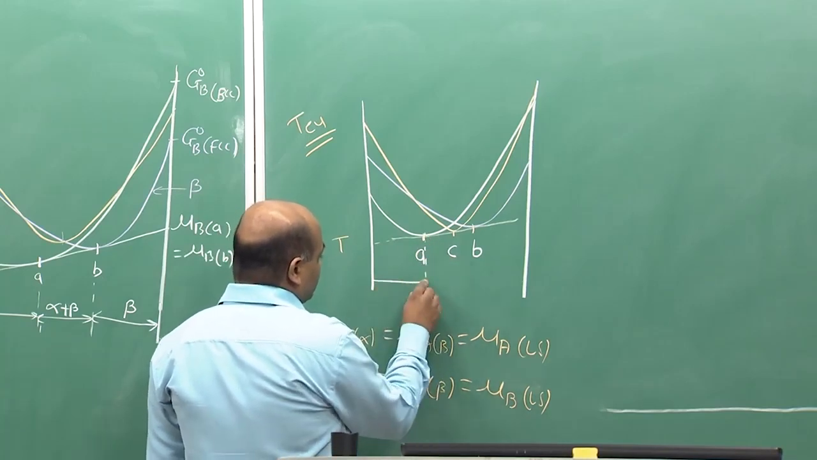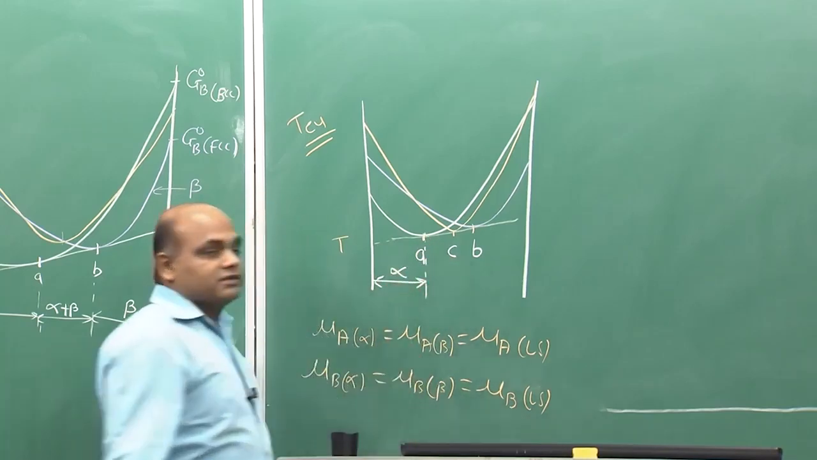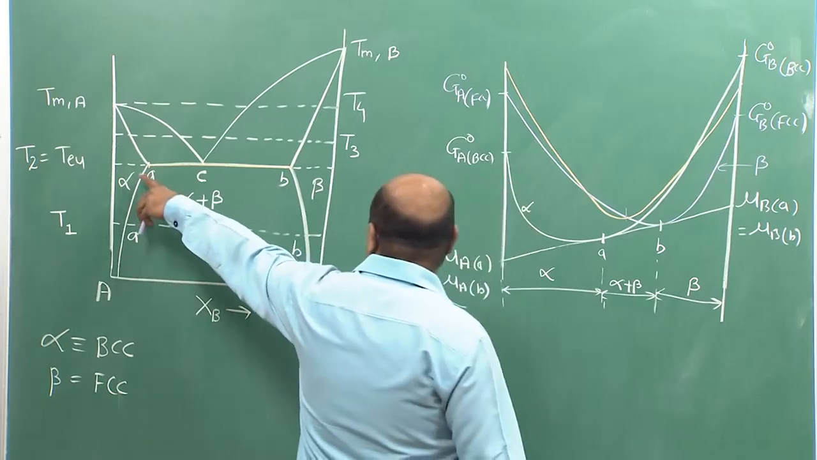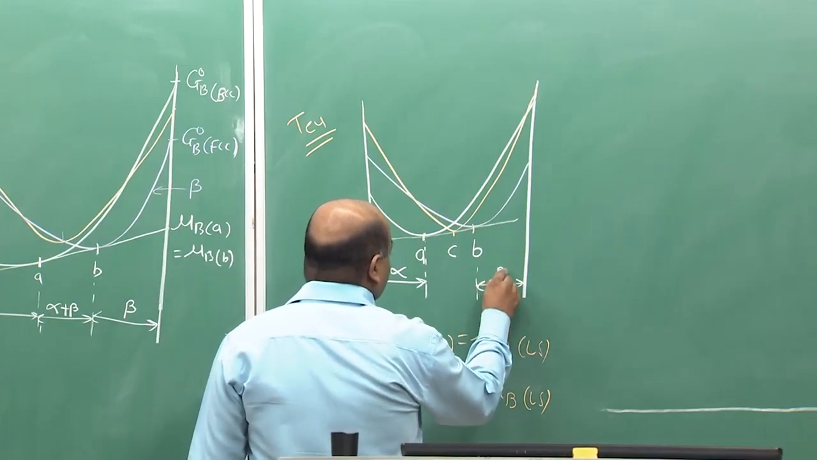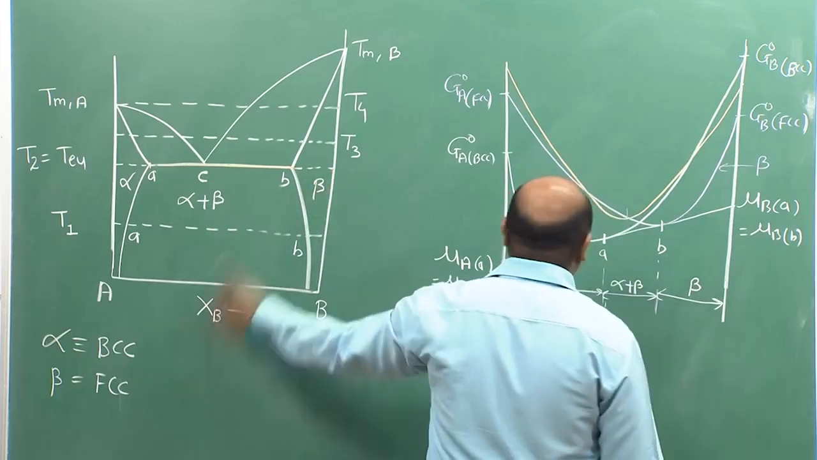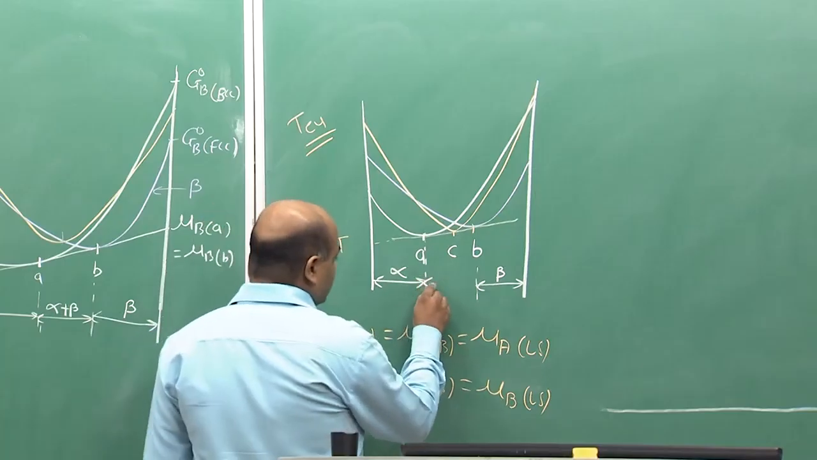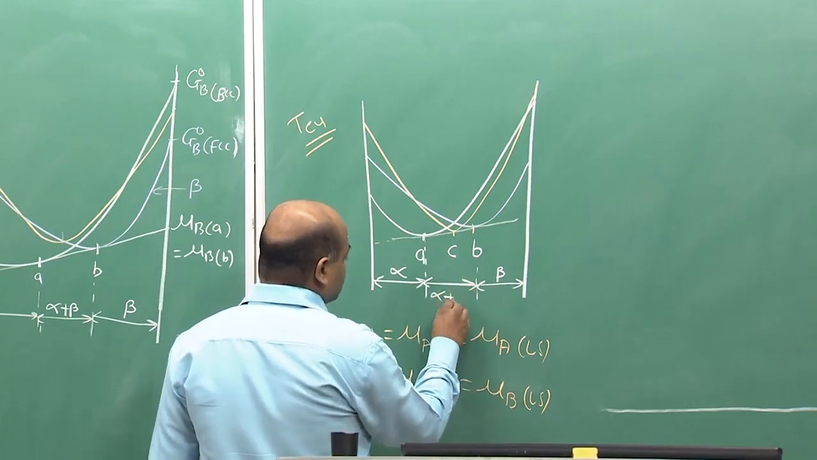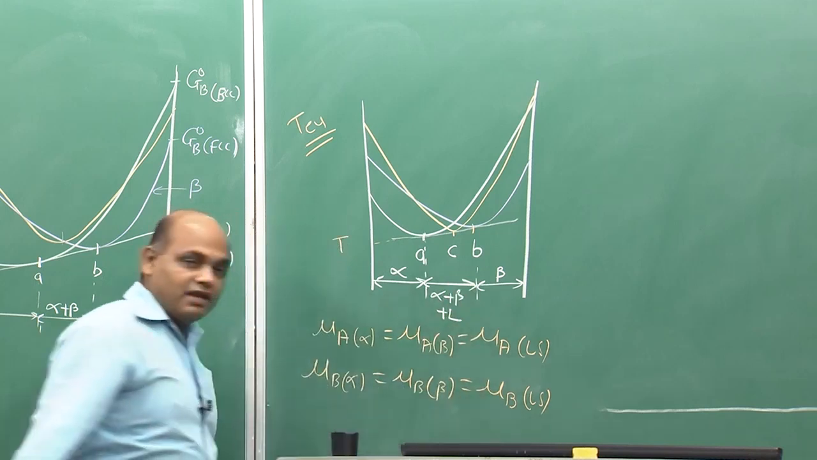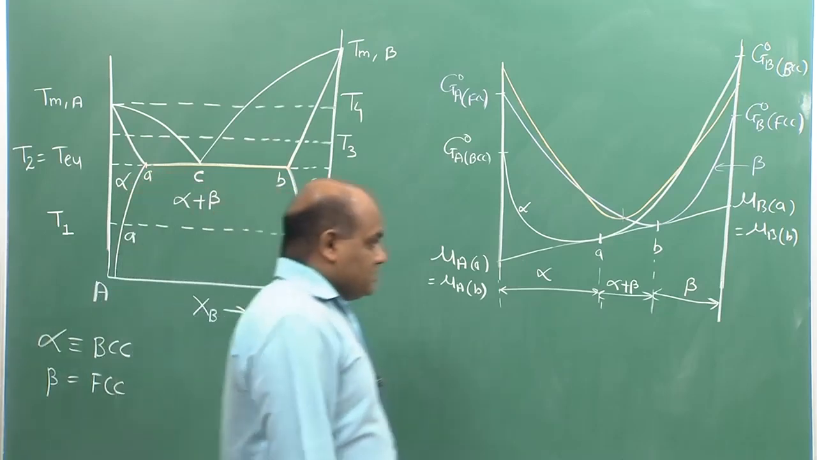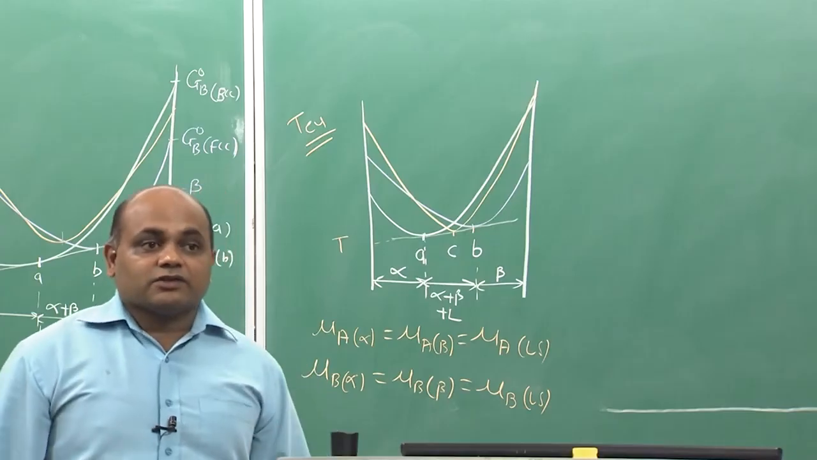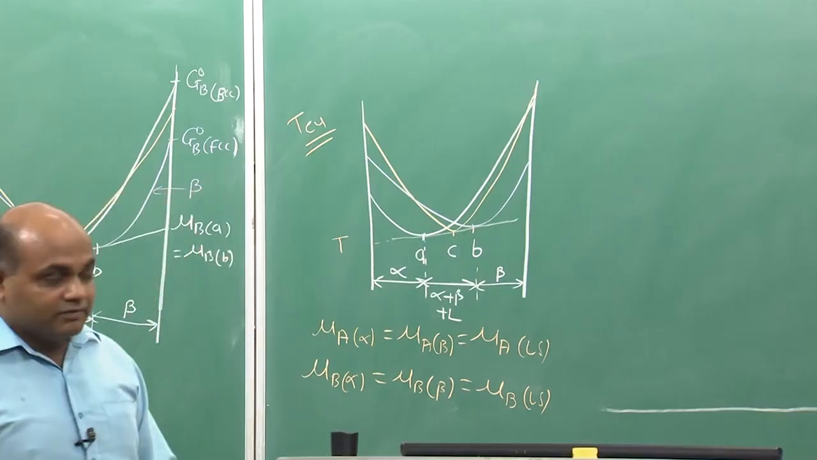So, in this case up to point A, single phase alpha is stable, right. Beyond point B, single phase beta is stable, and between A and B there is a three phase equilibrium, alpha plus beta plus liquid, clear. Okay. So, this way you can assess other phase diagrams also, more complicated ones.